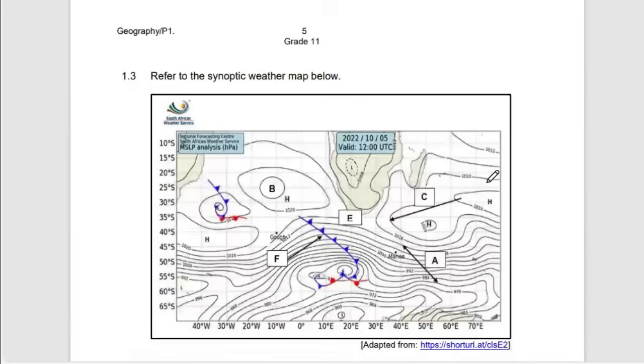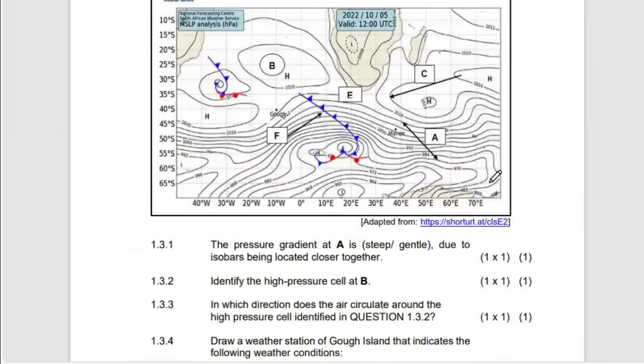We move on to question number 1.3. Right. I will interpret the synoptic map before we answer the questions. What you must note here, you must check and be aware of the date of the synoptic map. Our date, we find it here. It is 2022, October 5. Right. And also if we check, we have an anticyclone here, which is a high pressure cell.